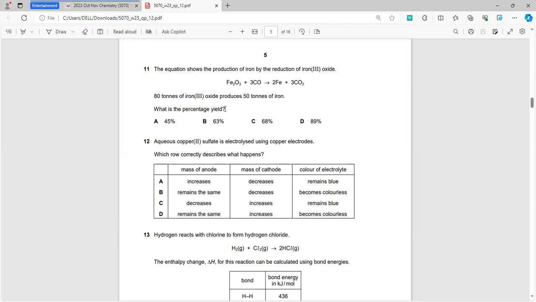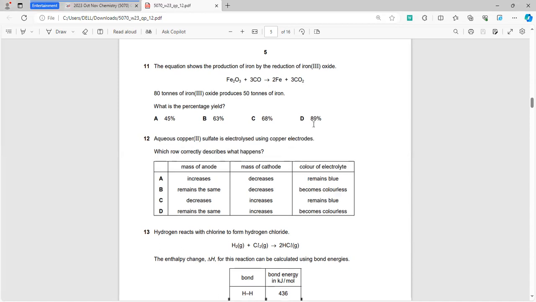So what is the percentage yield? Using this formula, we'll calculate mass over 1.3 equals mass over Mr, which is about 56 for iron. So we'll multiply it with that, and whatever answer we get, we divide it by 50, and the correct answer will be 89%.